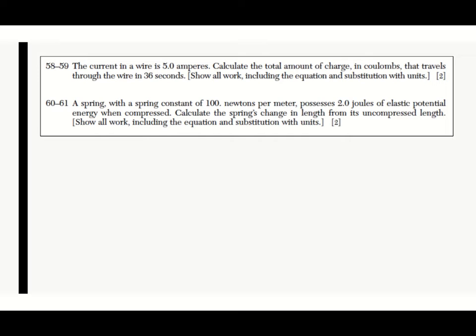So we got to show work for both of them. Number 58 to 59 says we have a current in a wire. Let me start with the setup. We have current I being 5 amps. Calculate the total amount of charge in coulombs. So we need this, Q. And the time interval is 36 seconds. So I equals Q over T. That's the equation you're using.